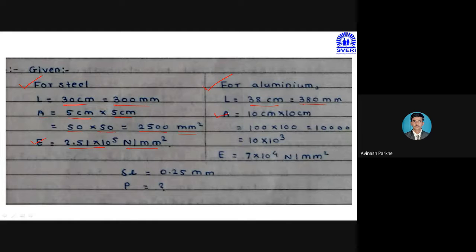Then cross-sectional area, how much? 10 centimeter into 10 centimeter. Again, we have to convert in mm. Therefore 10 centimeter converted in mm, 10 into 10, becomes 100. At the other side, 10 into 10 becomes 100. So 100 mm into 100 mm becomes 10,000, or 10 into 10 raised to 3 mm square. So this is the cross-sectional area of the aluminum, which is a rectangular section. And another Young's modulus is given, 7 into 10 raised to 4 Newton per mm square.